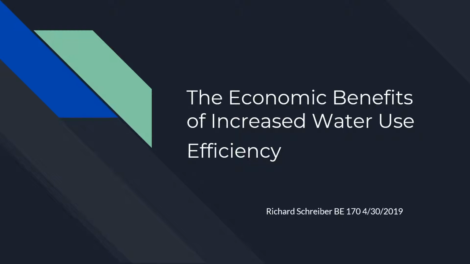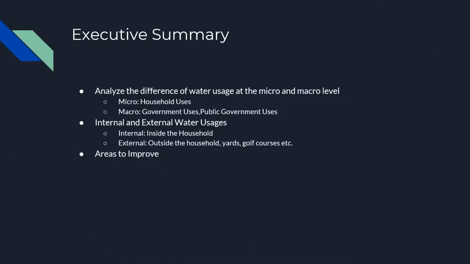To summarize what we're going to be talking about, we're going to be analyzing the difference of water usage at the micro and macro level. We're also going to talk about internal and external water usages, which means both of these will be handled at the micro level. We're going to be looking at what goes on inside the average American household as well as outside it, looking at yards, golf courses, etc.